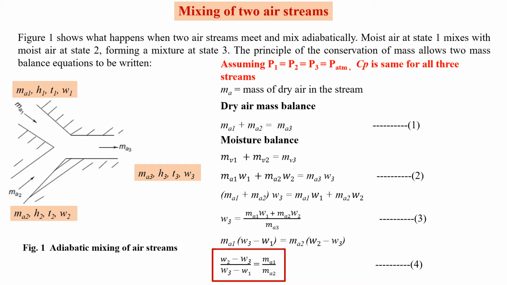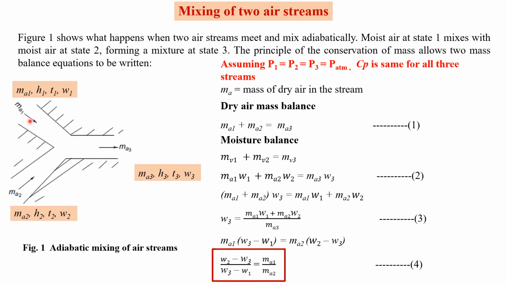Mixing of two streams of air is a common process in air conditioning. As shown in figure 1, let us consider the adiabatic mixing of different quantities of air in two different states at constant pressure. So here we have shown a duct which has two branches, and the duct is taken to be perfectly insulated.